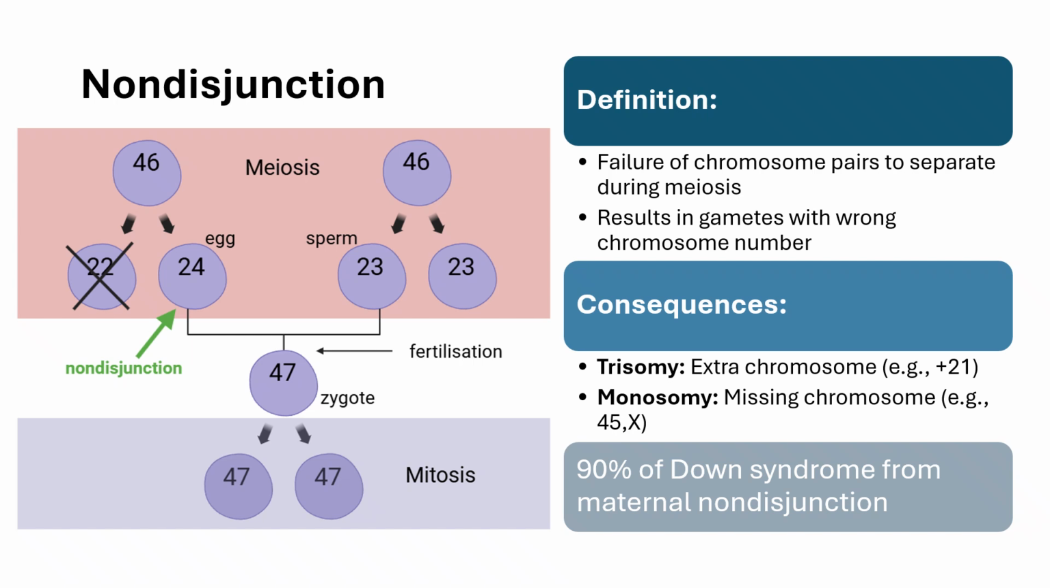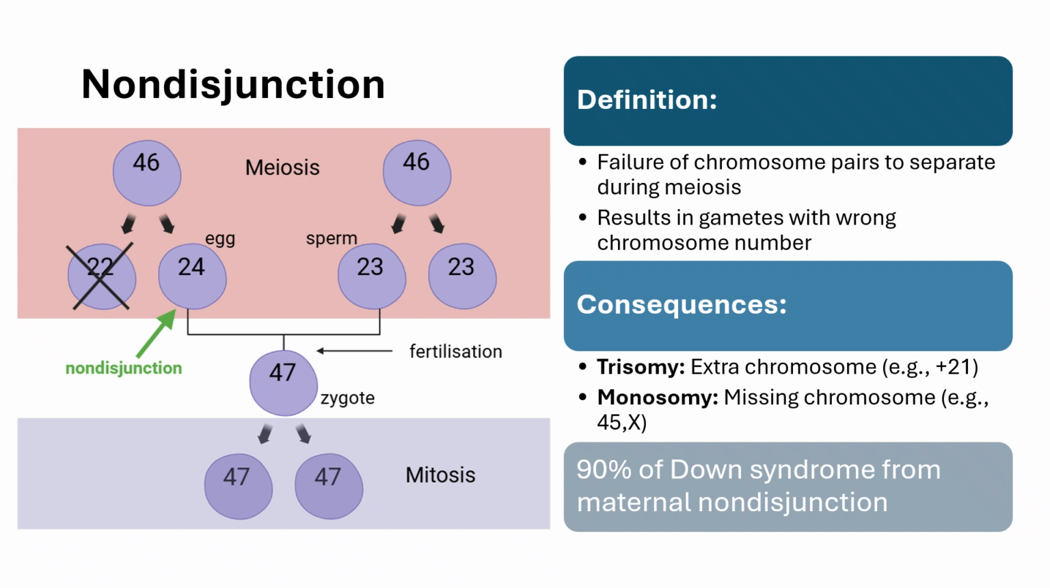Nondisjunction represents one of the most critical mechanisms underlying chromosomal abnormalities we encounter in the NICU. This process occurs when chromosome pairs fail to separate properly during meiosis, the specialized cell division that creates gametes. Picture the normal process where homologous chromosomes line up and then separate, with one copy going to each daughter cell. In nondisjunction, both chromosomes travel together to one cell, leaving the other cell without any copy.